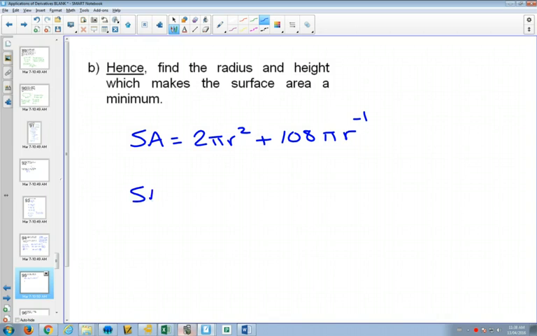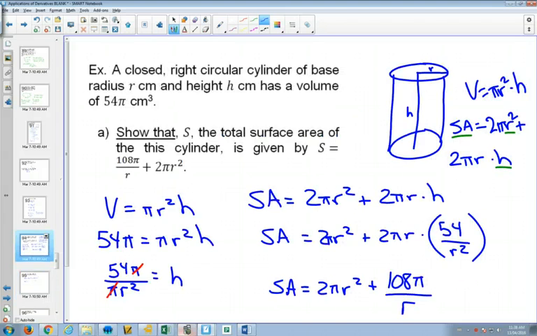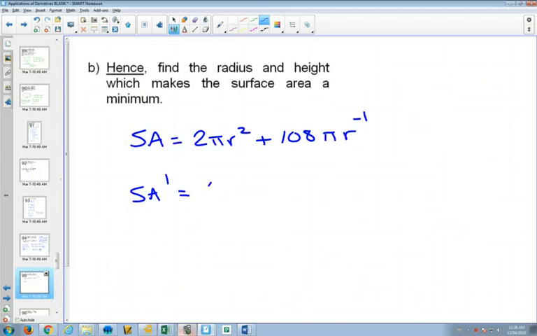And I'm going to find the derivative. Did I copy it down right? Yes. So we get 4 pi r minus 108 pi r to the minus 2. We want to set our derivative of the surface area equal to 0 to find the minimum.